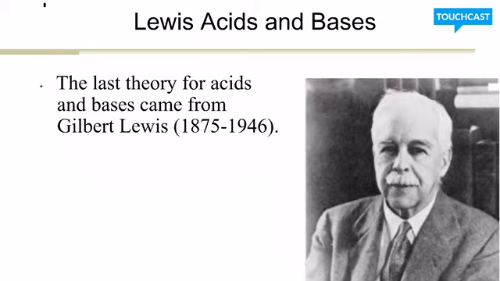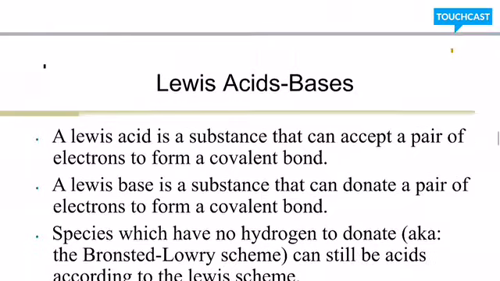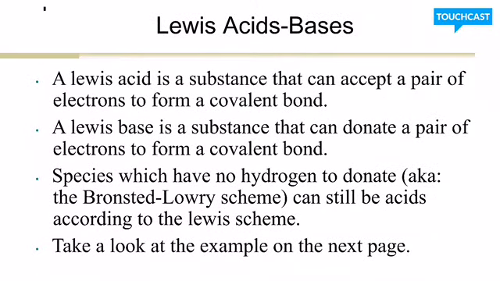There is one more theory that we should discuss, and it comes from this gentleman, Gilbert Lewis, a lot later on than some of the other theories. So he defined any substance that can accept a pair of electrons to form a covalent bond as an acid. And then he also defined a base as a substance that can donate a pair of electrons to form a covalent bond. So an acid receives a pair of electrons, and a base donates a pair of electrons, which is interesting because in some substances, we have certain acids and bases that don't necessarily have to have a hydrogen in order to form an acid or a base solution.